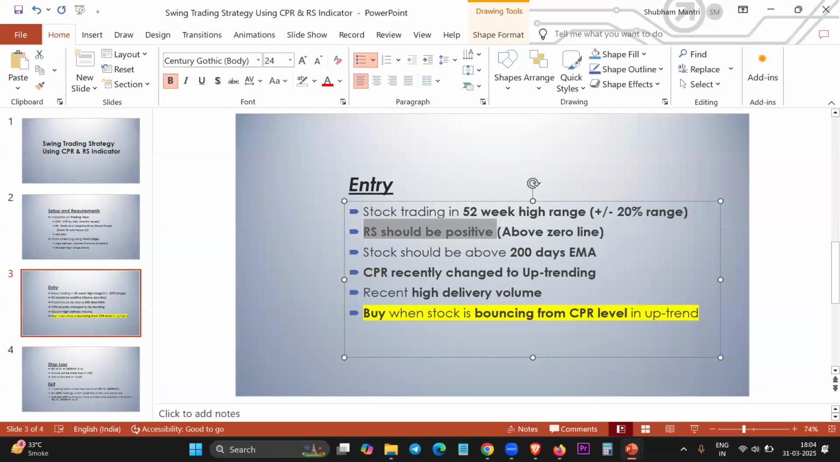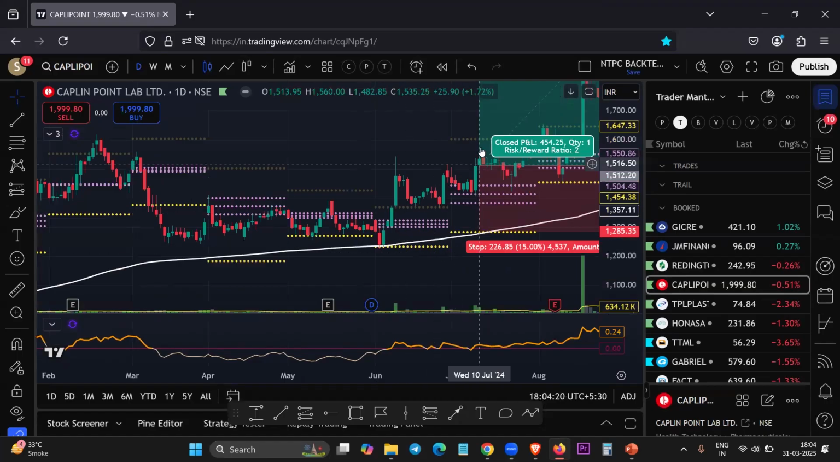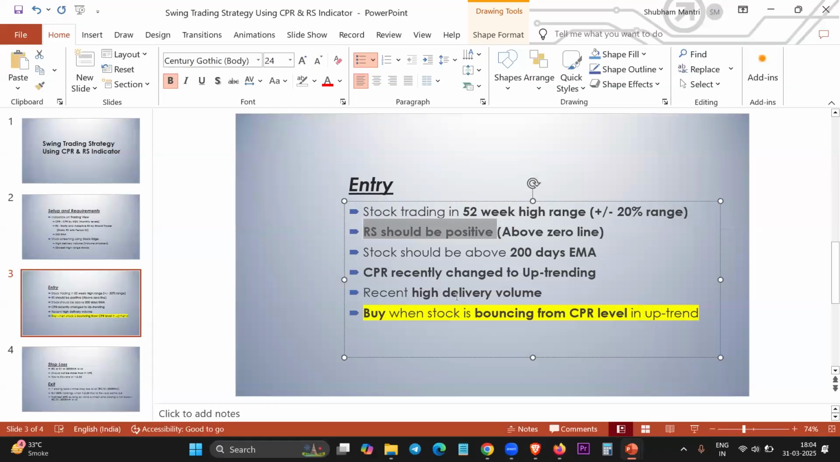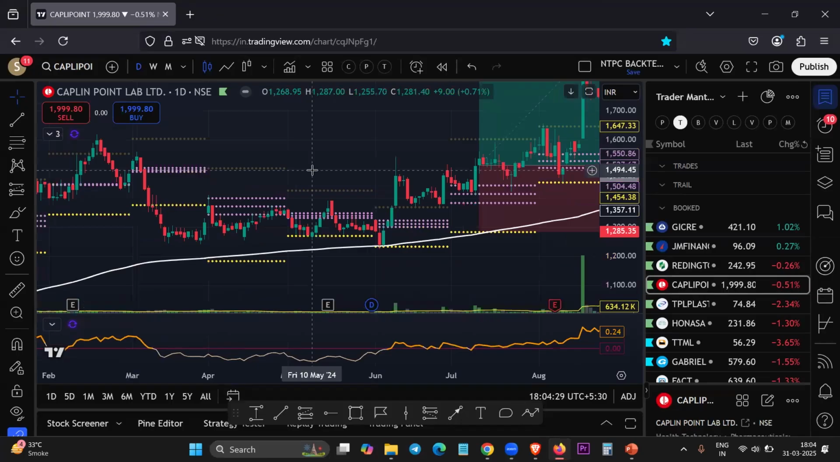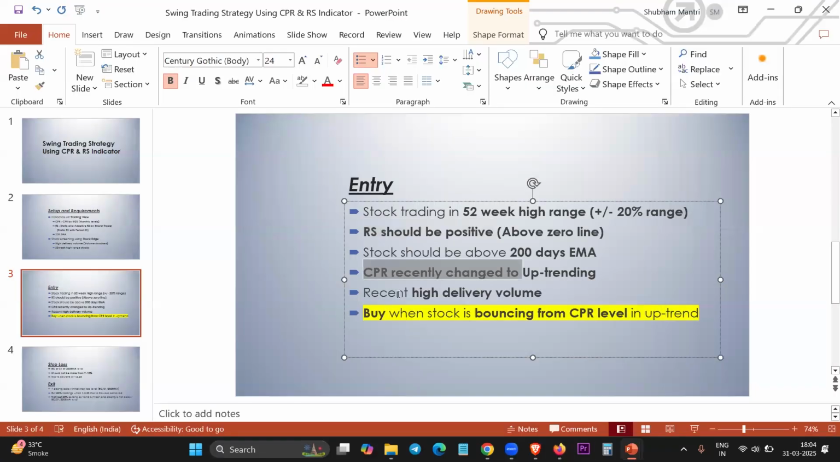Then the next criterion is the stock should be above the 100 days EMA. This white line you can see is the EMA line, and the stock was above this 100 days EMA. Then CPR should have recently changed to uptrending. You can see firstly CPR was in the downtrend. These 3 pink lines are the CPR, and then in the July month CPR changed to uptrend. And it should also show recent high delivery volume.